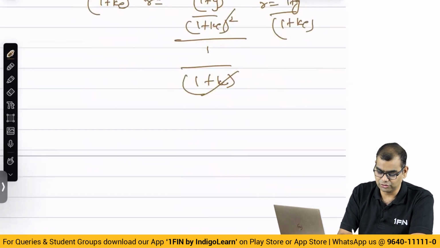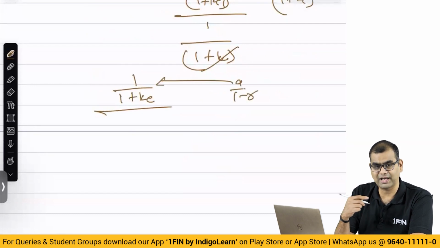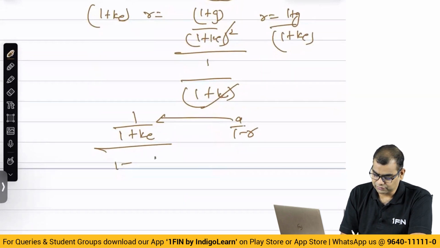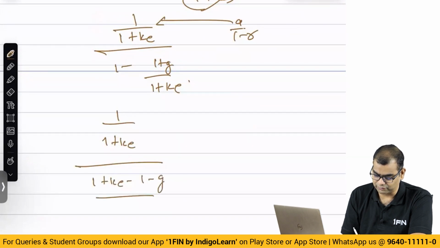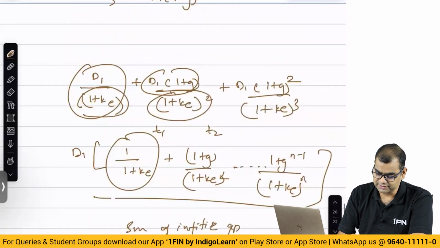So, what is A? A is the first term, which is 1 by 1 plus KE. A by 1 minus R. A is the first term, R is the ratio. 1 minus R, what is R? (1 plus G) by (1 plus KE). So you simplify this: 1 by (1 plus KE) divided by [(1 plus KE) minus 1 minus G] by (1 plus KE). So 1 plus KE gets cancelled, 1 gets cancelled. This will be 1 by KE minus G. Correct? This is the value of which term? This is the value of this entire term.